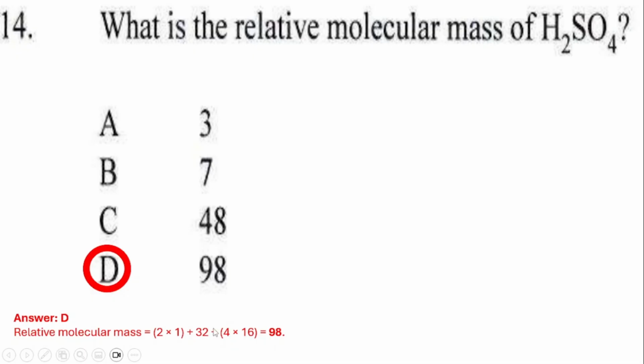And so when we add them all up, we multiply 2 times 1, which gives us 2. We add 32 plus 2, and we do 4 times 16, and we add them all up, and we get 98. So the relative molecular mass of H2SO4 is going to be 98.